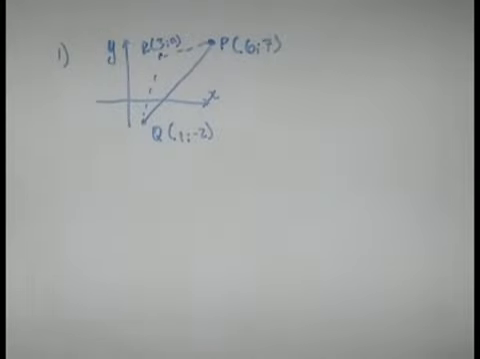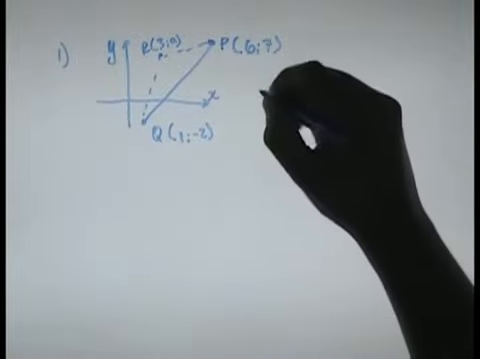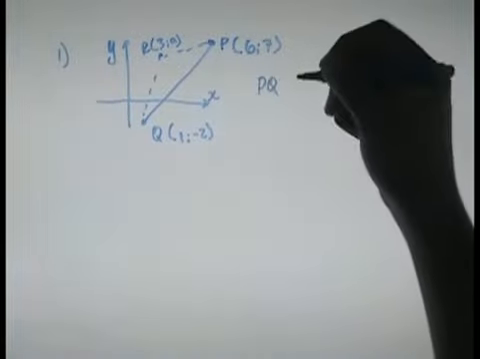The first one I gave you to do read: P, Q and R are points on a set of axes. P is the point (6, 7), Q is the point (1, -2), and R is the point (3, a). The first thing I asked you to do was to calculate the distance PQ.